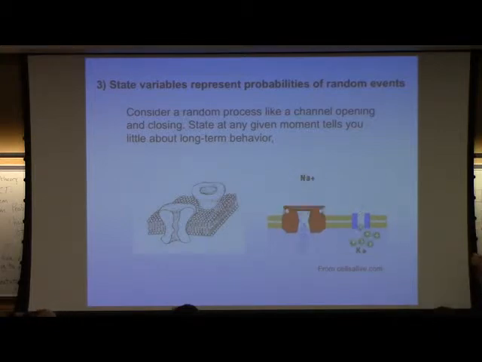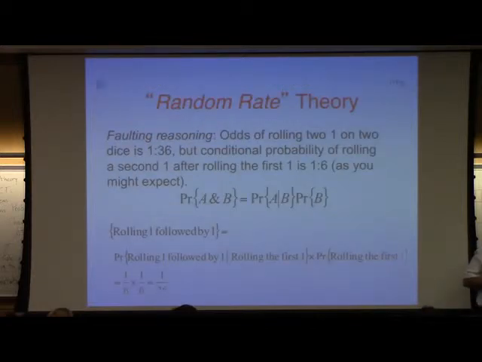So anyway, the third one is about state variable representations for probabilities. And this is exactly what you did in the first section. In the first section you had channels and you realized that they chatter open and close, but you can figure out a value which gives the mean number of open channels.